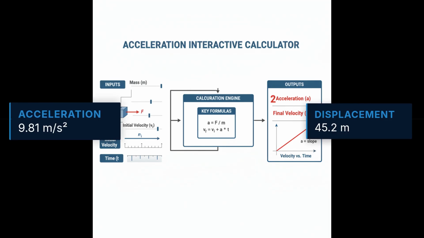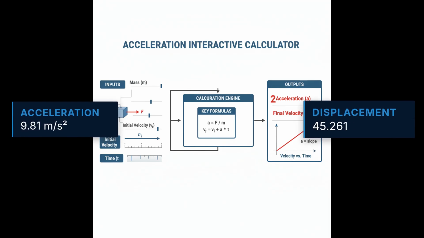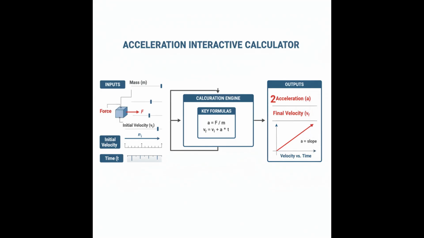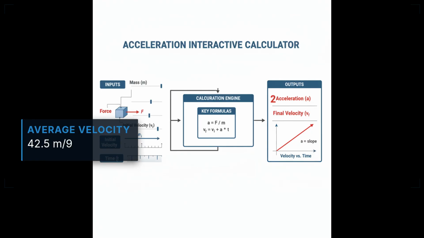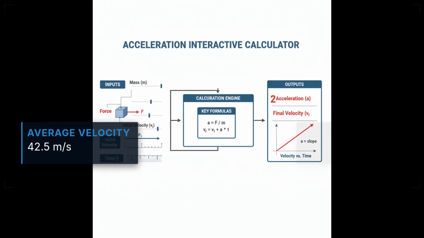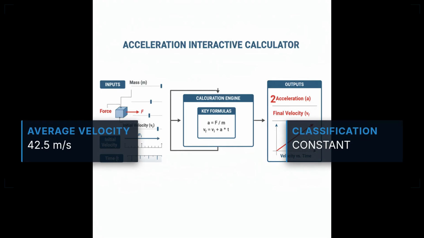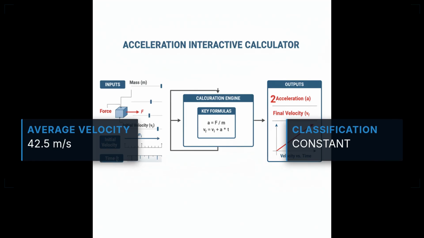The primary result shows your calculated acceleration value. The displacement result tells you how far the object traveled during acceleration. The average velocity result gives you the mean velocity over the time interval. The classification result categorizes your acceleration as constant, increasing, or decreasing.